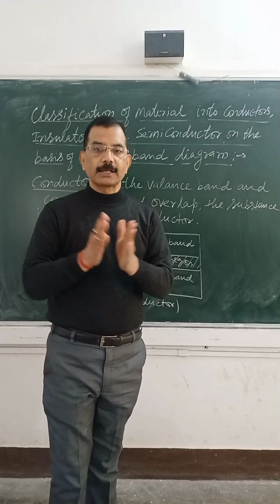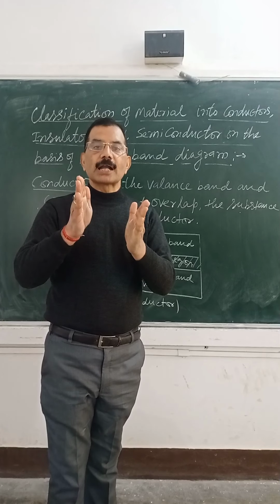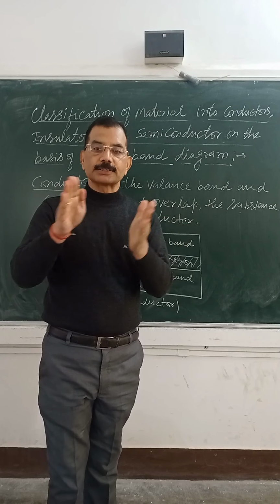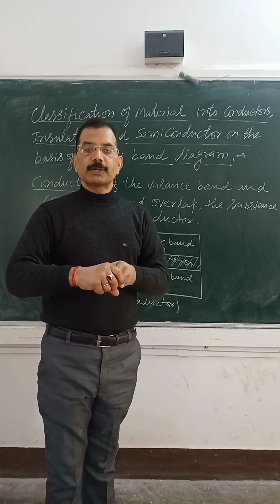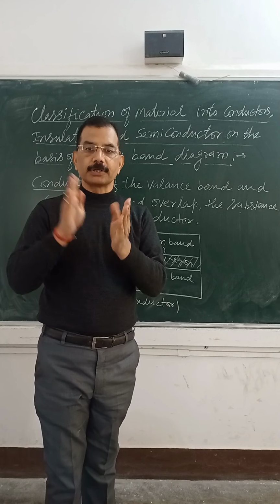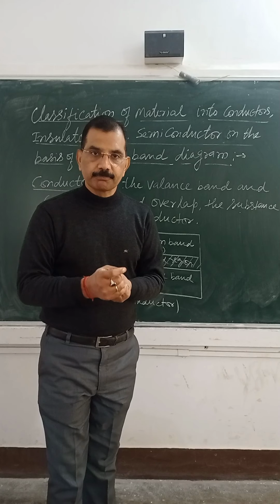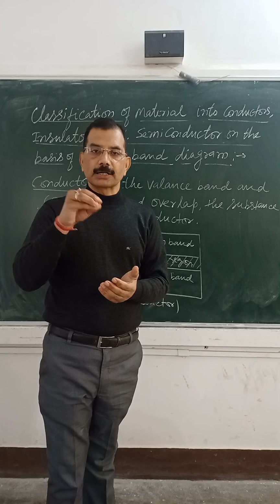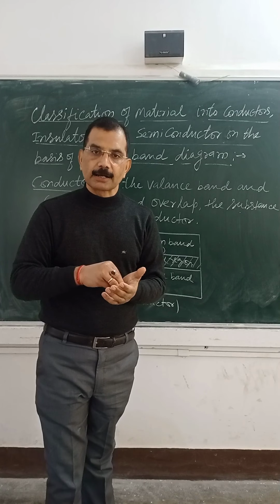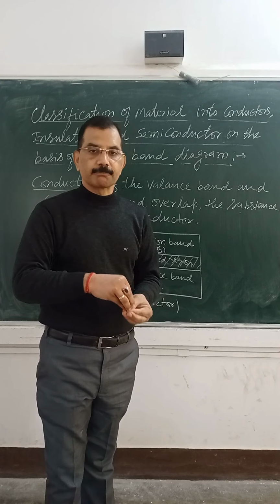Those materials in which the charge carrier can flow easily, or the charge can flow easily, are called conductors, and those materials in which the charge cannot flow easily are called insulators. And semiconductors are those materials whose conductivity is less than conductor but more than insulator.